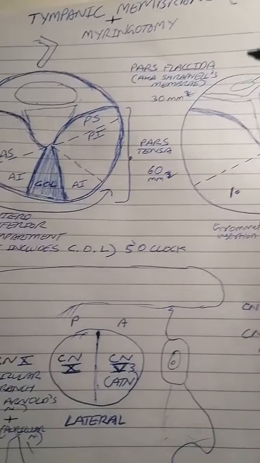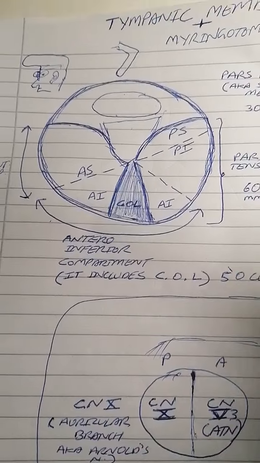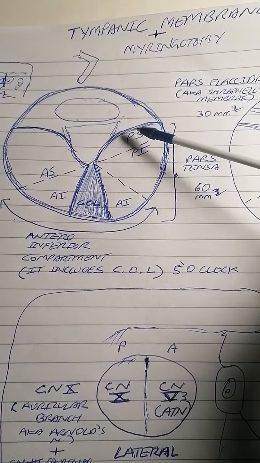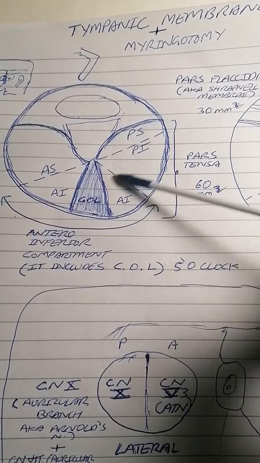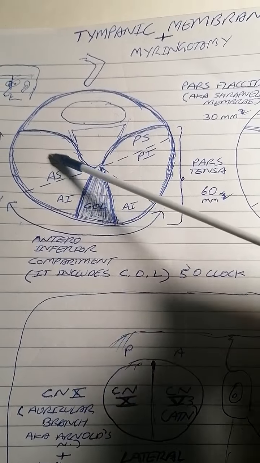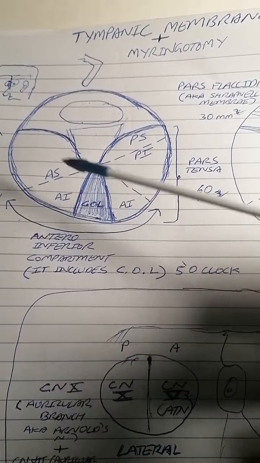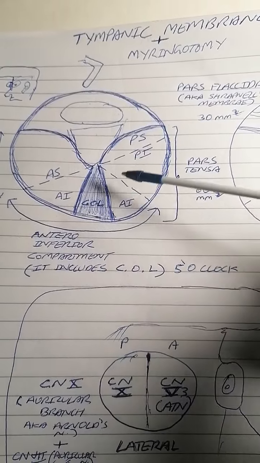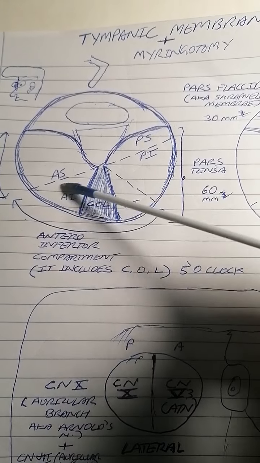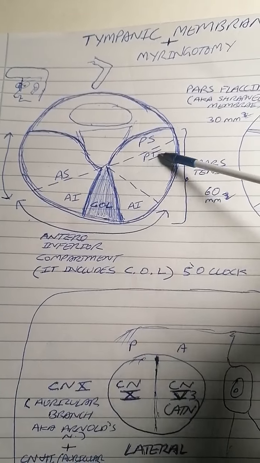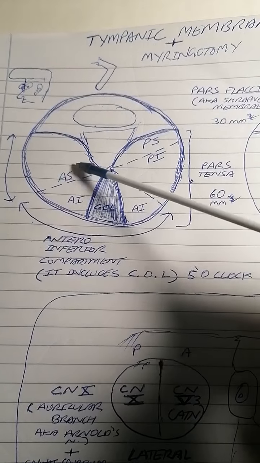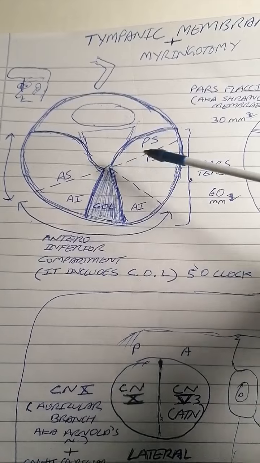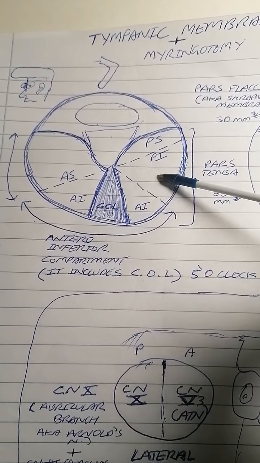The main important point to remember here is that we have two major parts of the tympanic membrane: pars flaccida and pars tensa. Pars tensa is the two-third part, the major part, and it is divided by two imaginary lines into four compartments, two anterior and two posterior: anterior superior, anterior inferior, posterior superior, and posterior inferior.